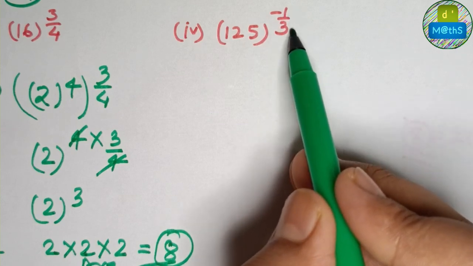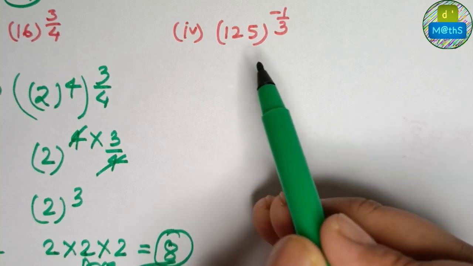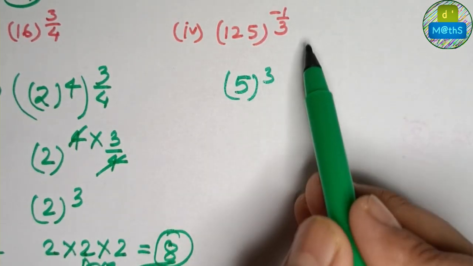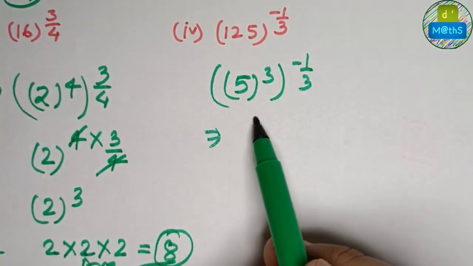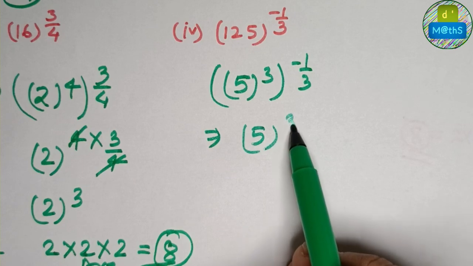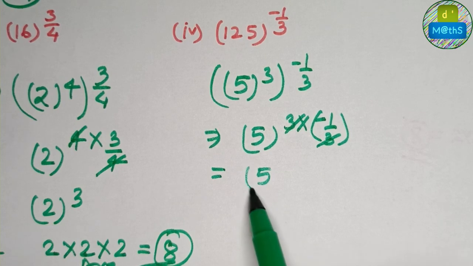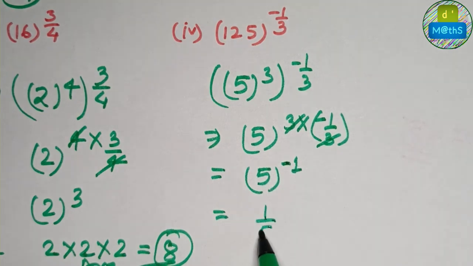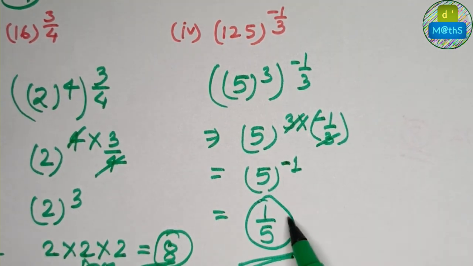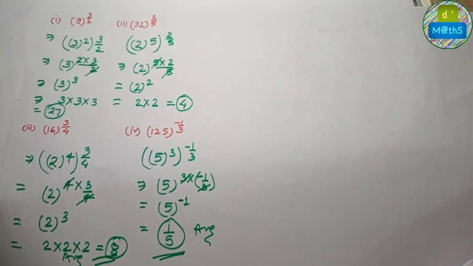The fourth question is 125 to the power minus 1 upon 3. Don't hesitate or feel complexity when you see minus 1 upon 3. Just follow the process I have told you and it will be solved again. In place of 125 you write just 5 to the power 3. Now you will have 5 to the power minus 1, and when a power is minus 1, it means 5 is not 5, it is 1 upon 5. If a number has power minus 1, it is in division only. So 1 upon 5 will be your answer. I hope you understand.